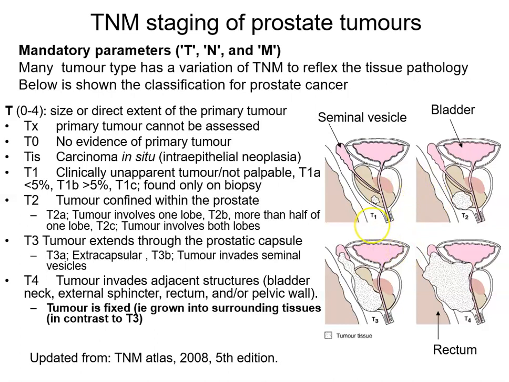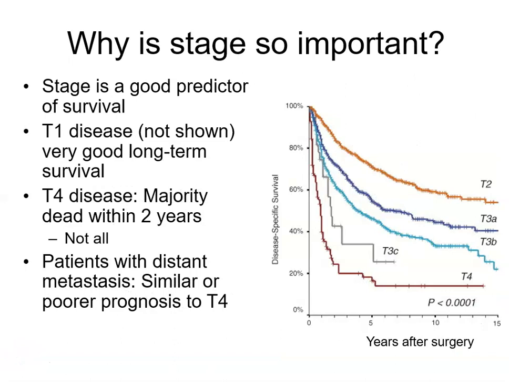And then if the tumours are high grade, you might also give a systemic anti-androgen therapy as well, just in case they have already spread. So, much like the question of why tumour grade is so important, and we saw that patients with high grade disease are likely to die quicker, tumour stage is also very, very important.